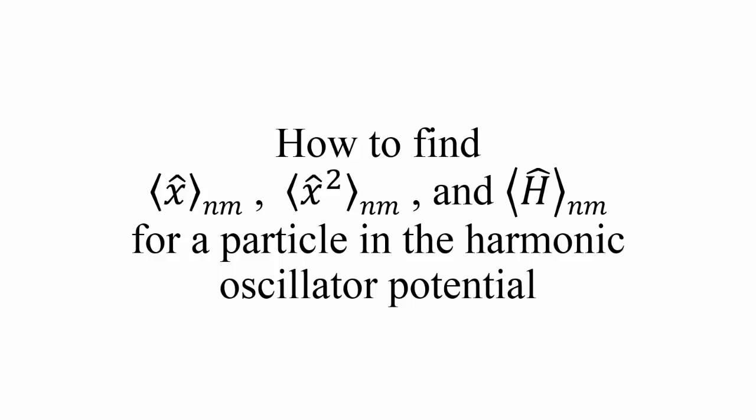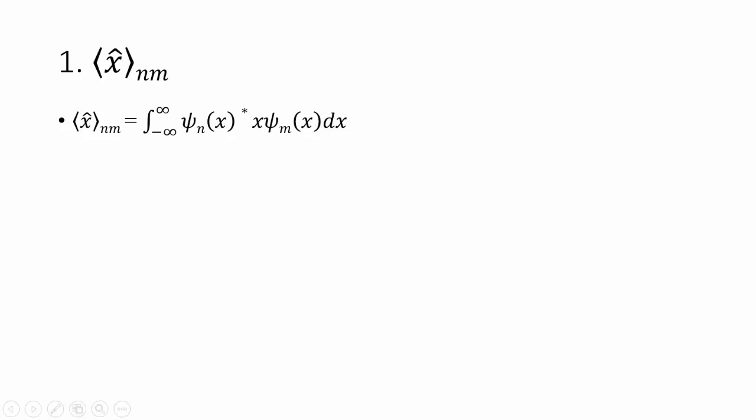Hello everyone, today we're going to talk about how to find the expectation values of x, x squared, and the Hamiltonian for a particle in the harmonic oscillator potential. First we have the expectation value for x.